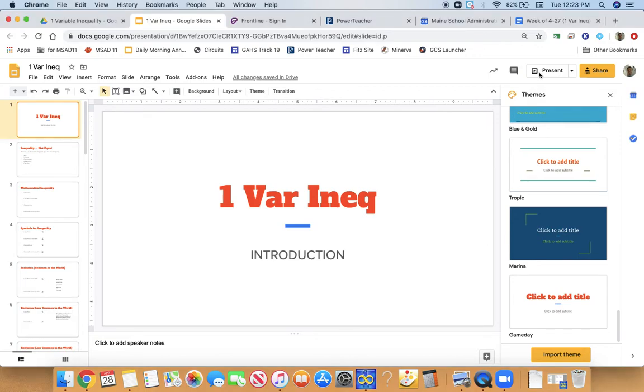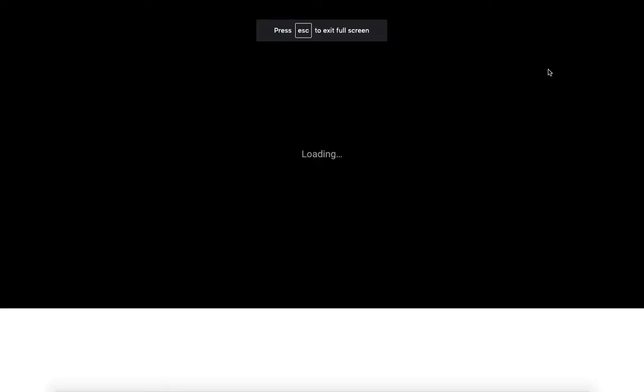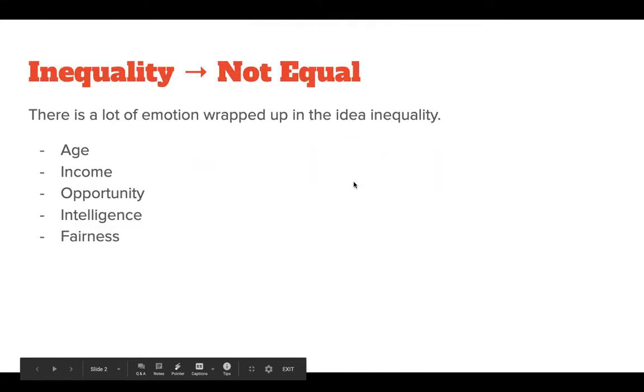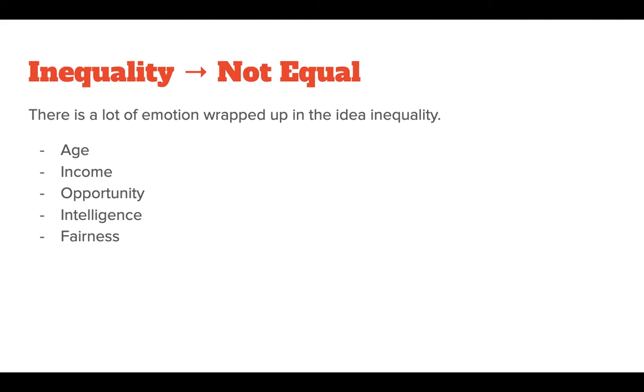All right, what we're going to look at today is one variable inequalities. And what you're going to be able to tell pretty quickly here is that equality is kind of a big deal in society. And the fact that equality can sometimes be hard to achieve means that there is inequality in certain situations. So there's a lot of emotion kind of wrapped up in this idea of inequality, whether it's age or income or opportunity, fairness. All these things can be described as unequal, but we have more than one way to describe unequal.